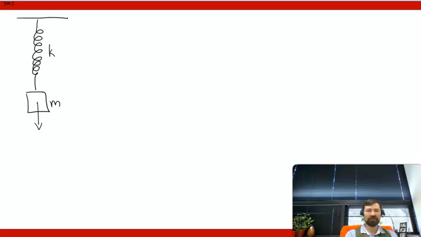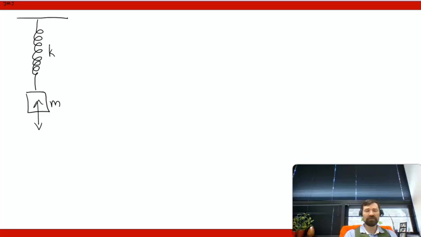So what about this mass on a spring system? Well, the mass on the spring system basically assumes that you have a spring like this, which is fixed on one end, and you have a mass, m, which is on the other end of it, and which is free to move up and down. So we expect this thing to be moving up and down.